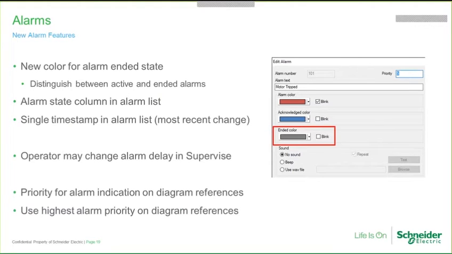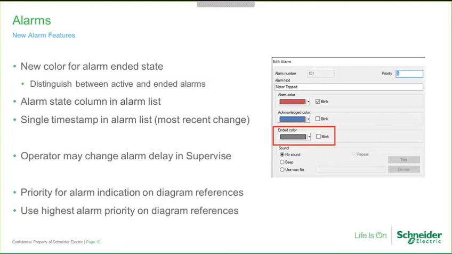Alarms. IGSS has never had the concept of alarm ended state. Ended means the signal went into the alarm state, it went above the alarm limit and then went back into the normal range, but the user hasn't acknowledged it yet. IGSS simply did not have a concept for this state. It has now, it's called the ended state. It has, of course, got its own color in the alarm list, so you can distinguish between active and ended alarms.